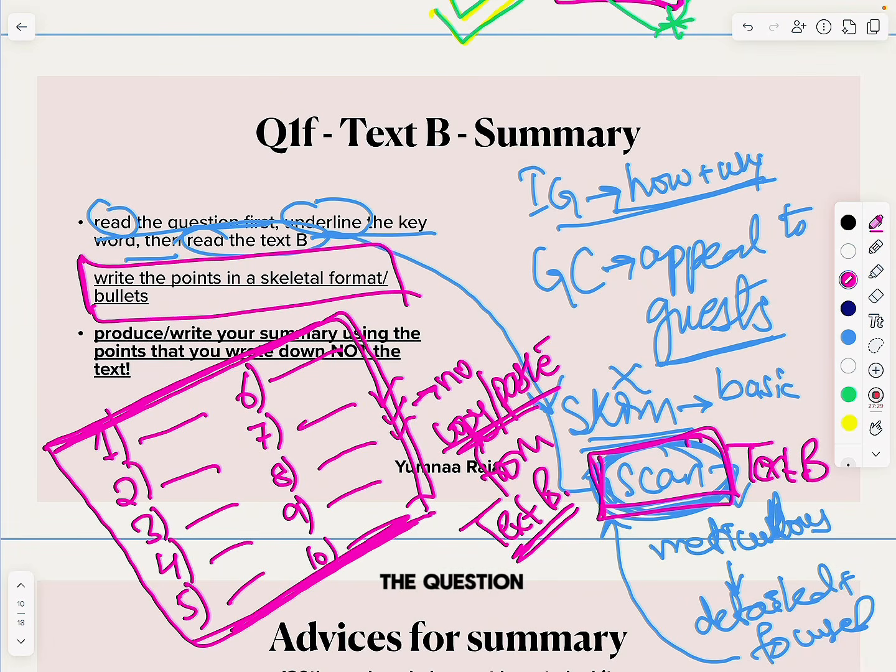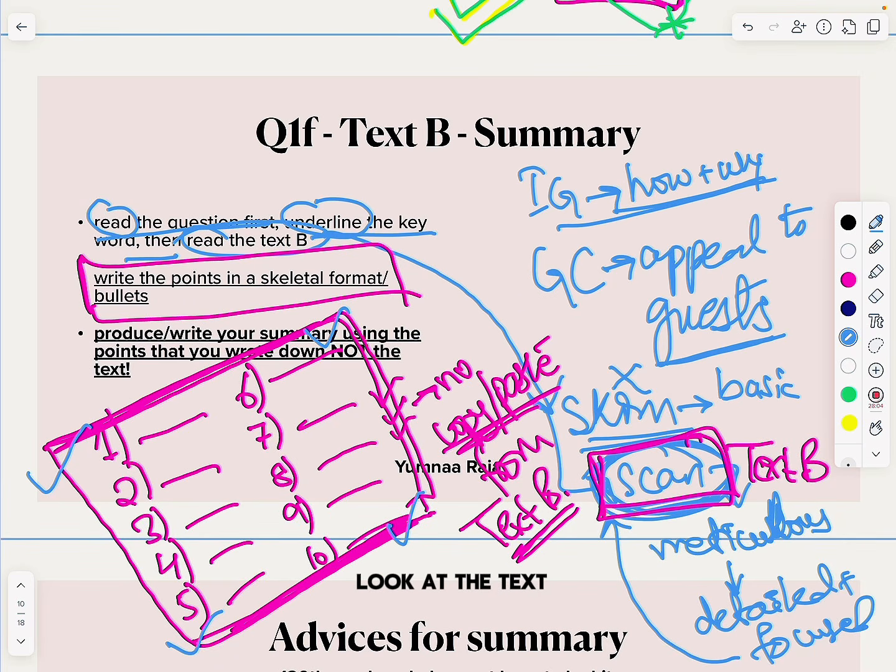You're going to read the question, underline the keywords, scan text B for all the relevant points, and once you're done underlining, you're going to write those points down in a skeletal format. Skeletal means bullet points, phrases, words, anything that will give you some guideline to write your summary. And once you have these points, you are going to produce your summary from this. You're not going to look at text B again. Like I said, you're not going to look at text B again.